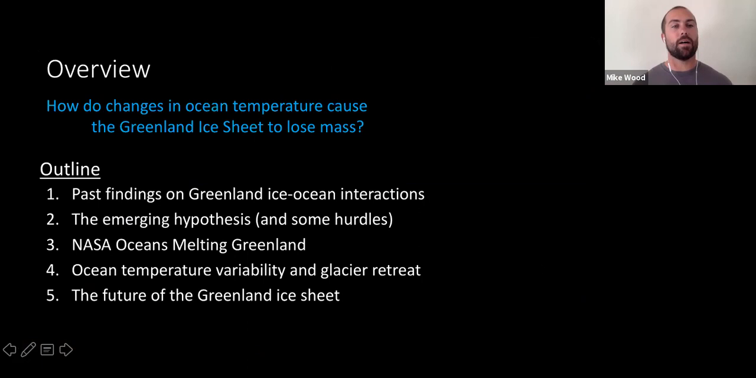So all of this work and the focus of my research has really been toward the question which I'm going to address in this talk, specifically how do changes in ocean temperature cause the Greenland ice sheet to lose mass? And I'm going to start by providing a little bit of background on past findings of ice-ocean interactions in Greenland and the emerging hypothesis from those initial findings.